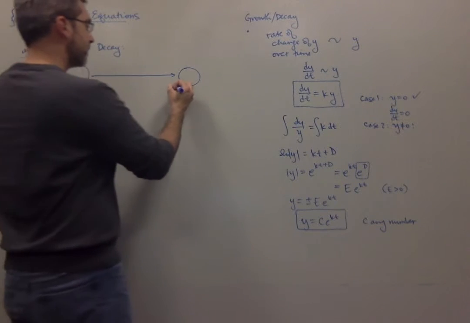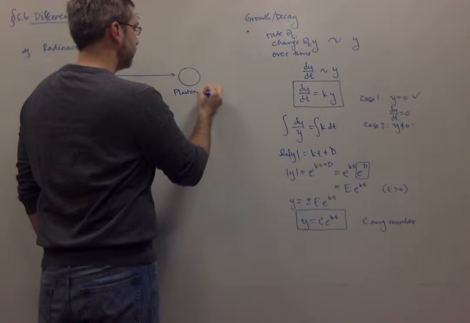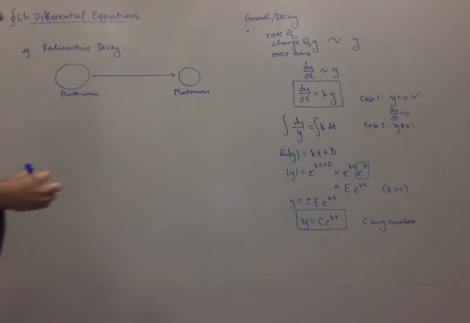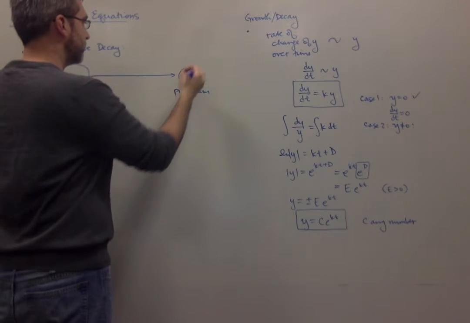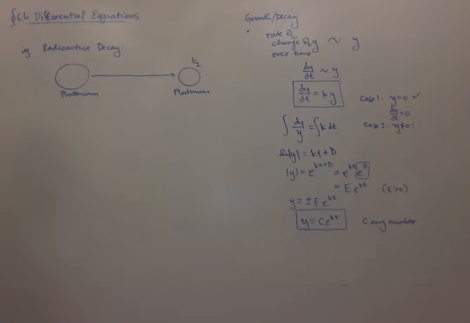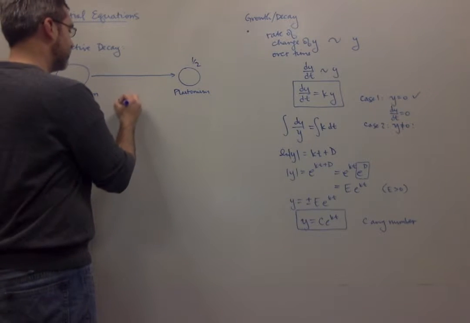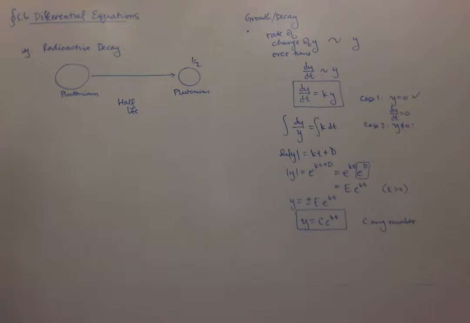So one thing that's consistent with radioactive particles is that it takes a certain period of time to get half of the original amount. And that certain period of time it takes to get half the original amount is called the half-life. I don't know if any of you are familiar with this. The half-life of a particular radioactive particle.